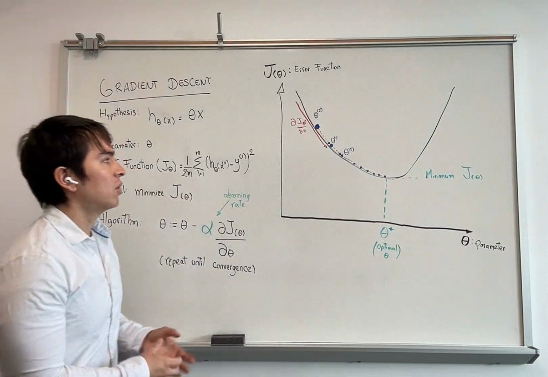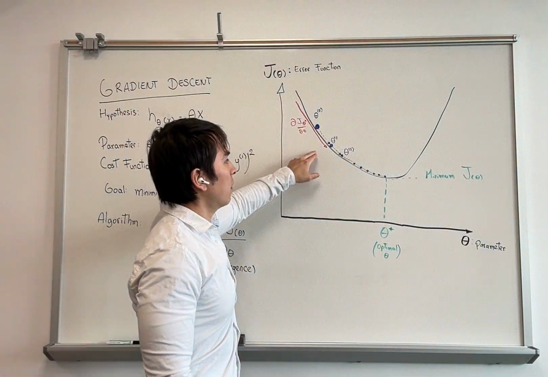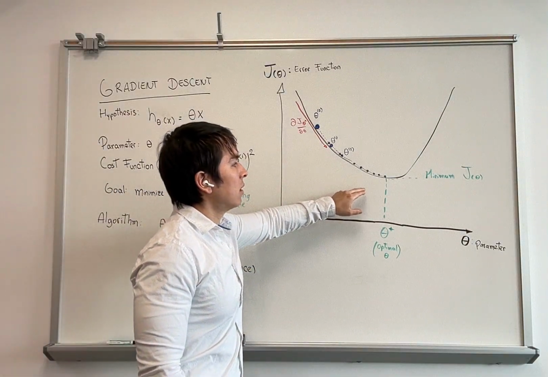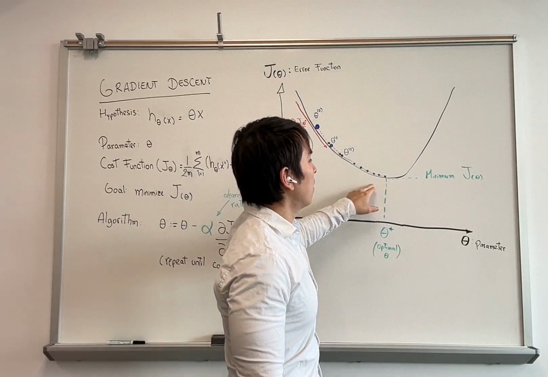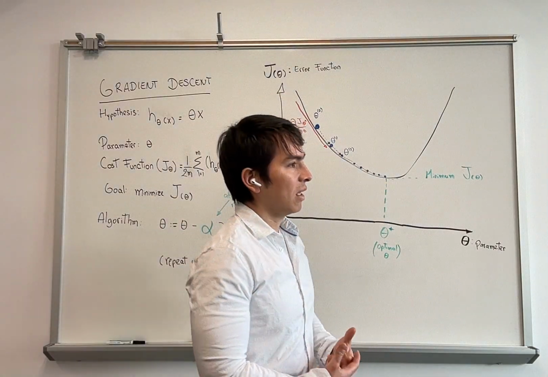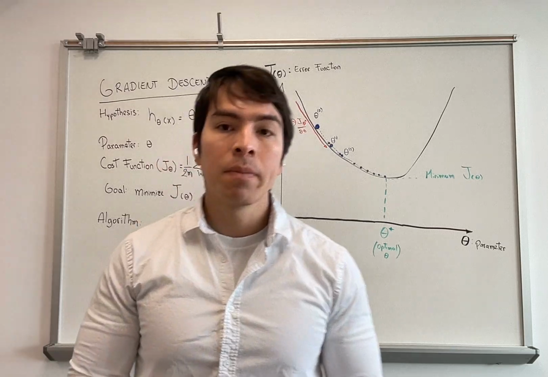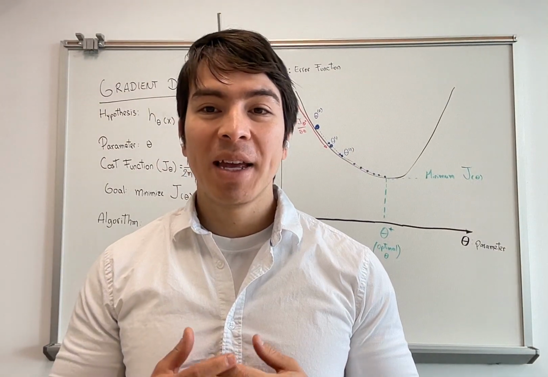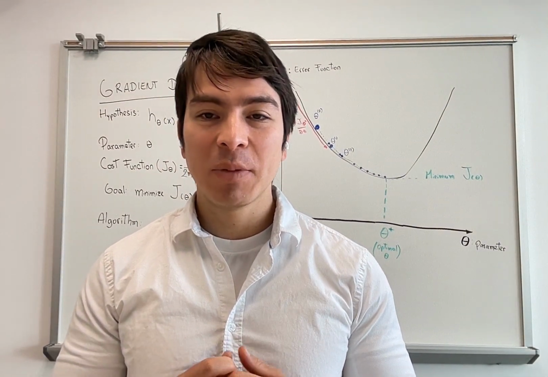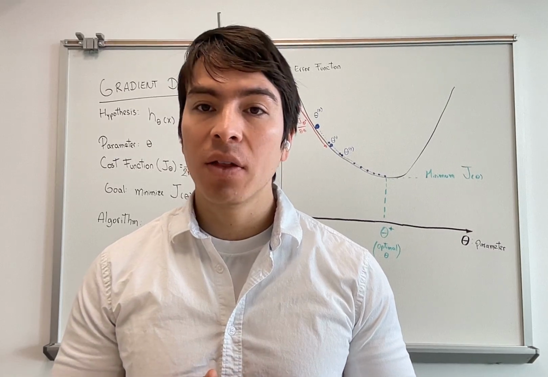And then we're going to repeat this process over and over until this error value is basically not changing in a very relevant way. Okay, so that is, at a very high level, an explanation of how the gradient descent algorithm works.